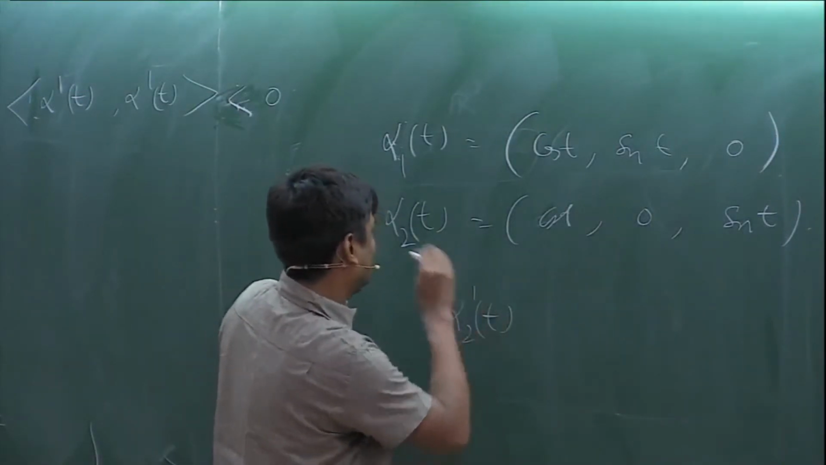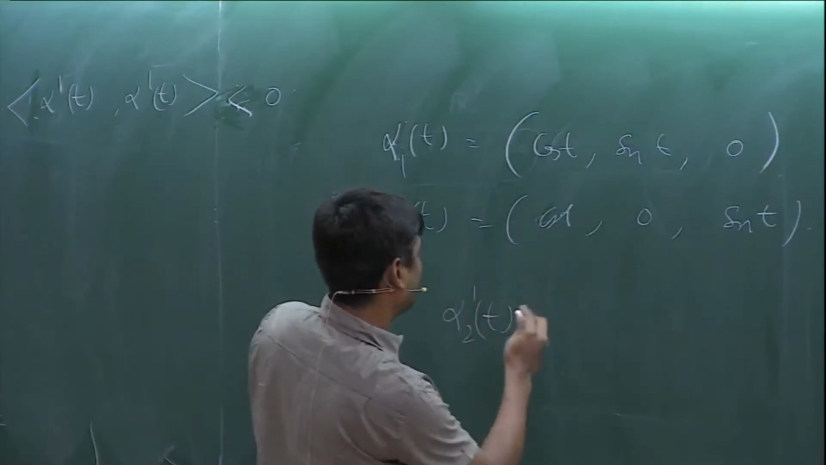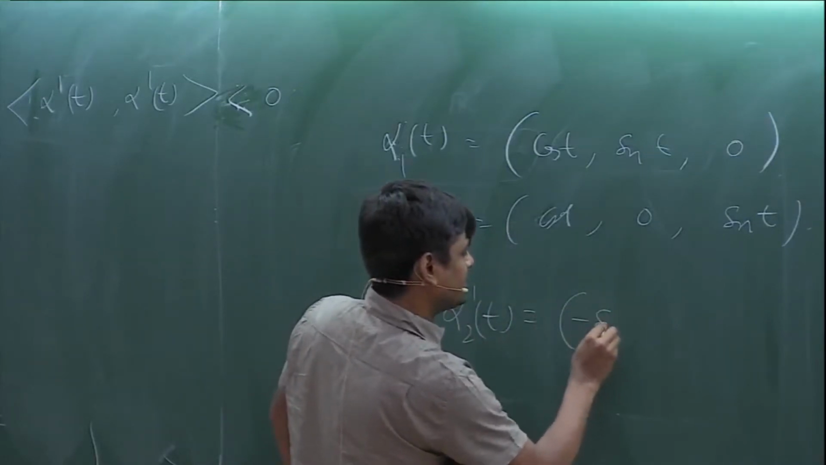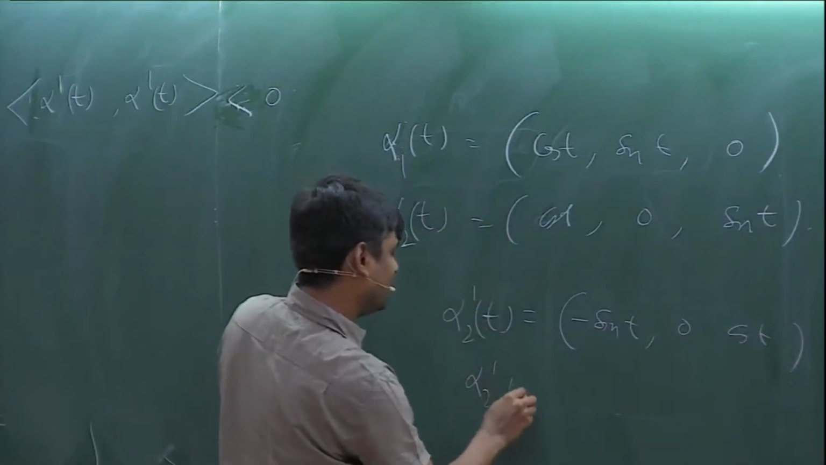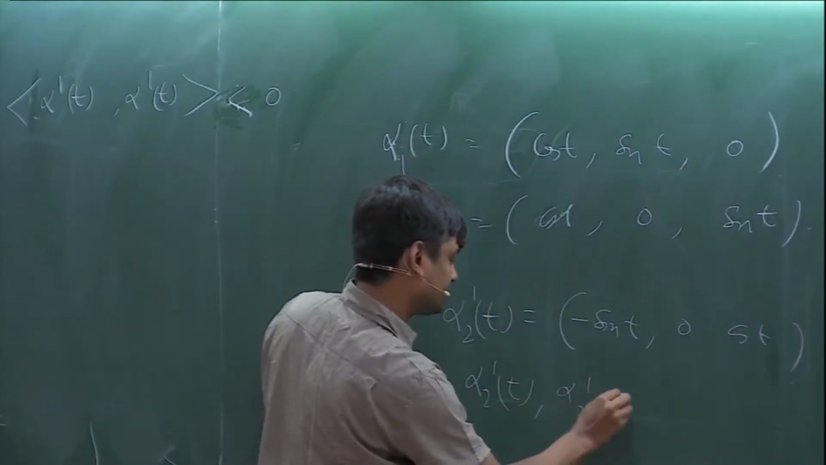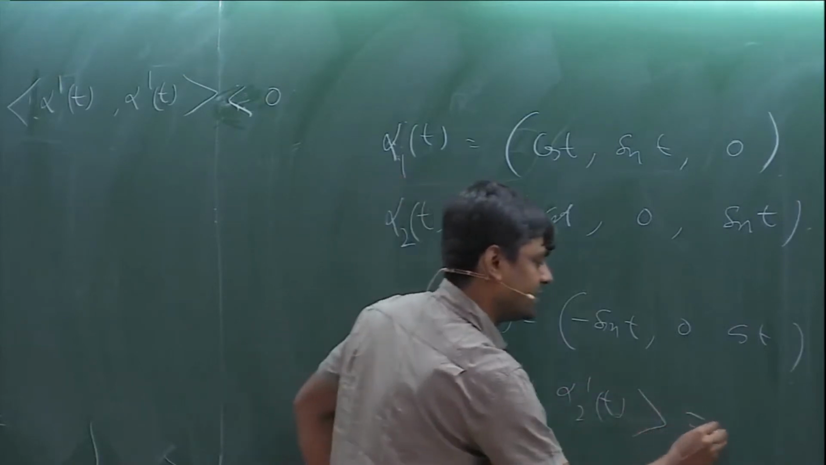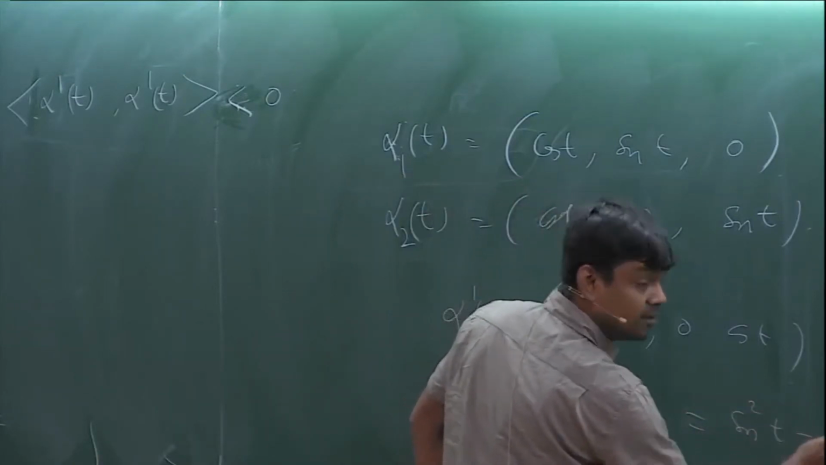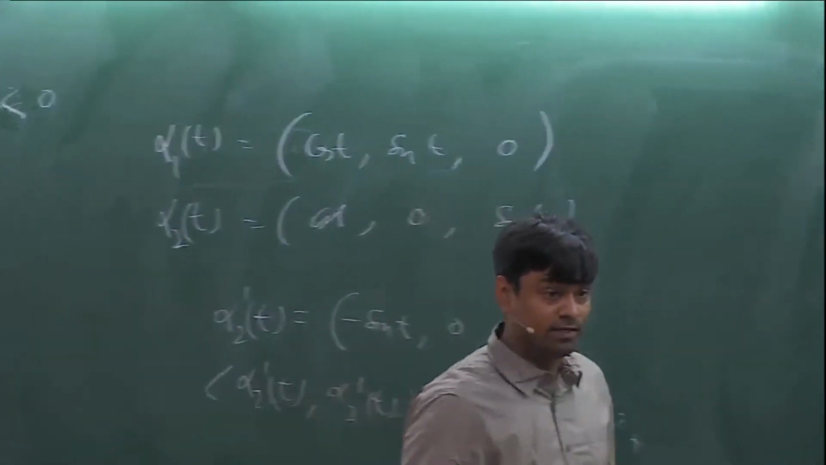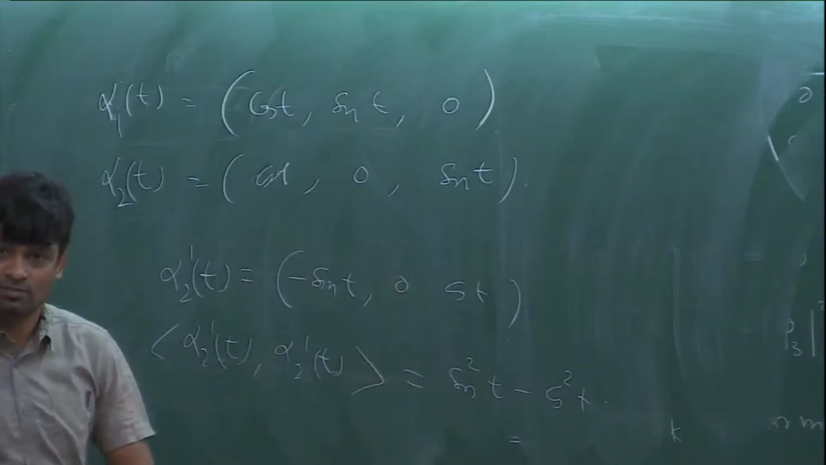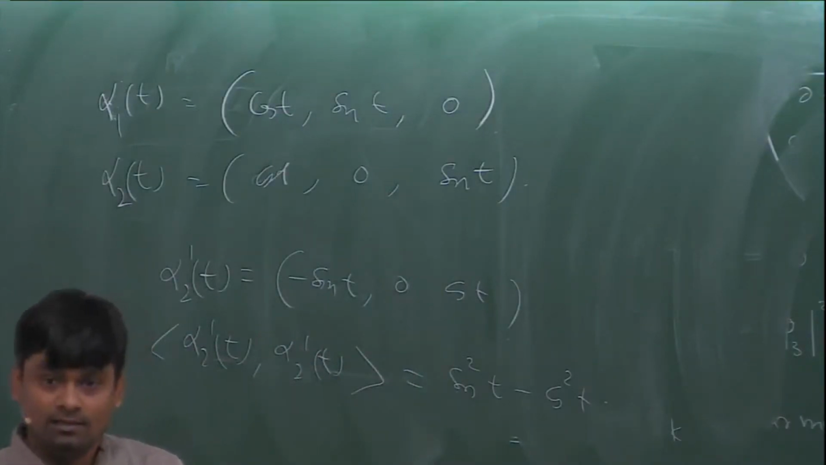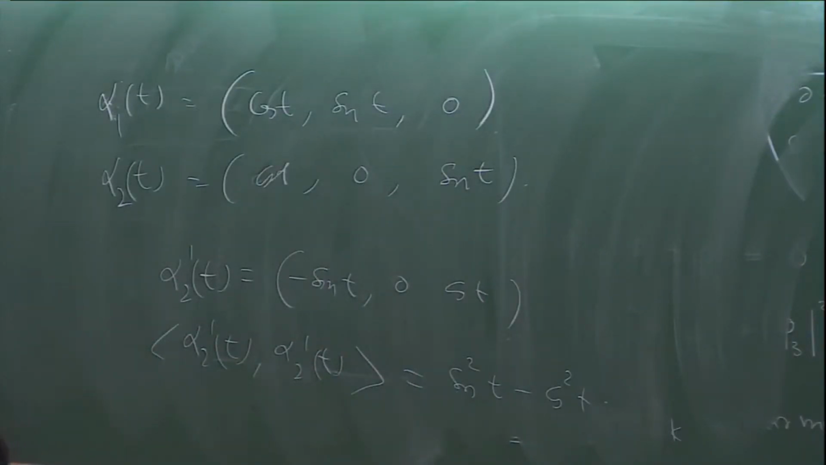So what is alpha? Let me do it for alpha 2. Alpha 2 prime t is equal to minus sin t, 0, cos t. So calculate alpha 2 prime t to check. This is equal to sin square t minus cos square t. So sometimes it is 0, at some point t when cos square t is equal to sin square t, and sometimes it is regular, sometimes it is space-like.